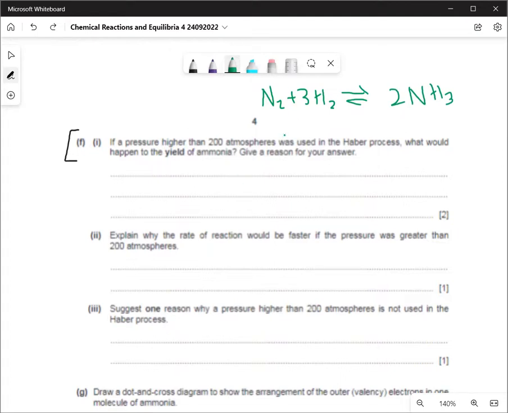Next, what happens to the yield if you use a higher pressure than this? Now you tell me, Zahra, what is the answer? Niranjana, write it in your notebook. So Zahra, what is the answer to this question? I can hear you now.